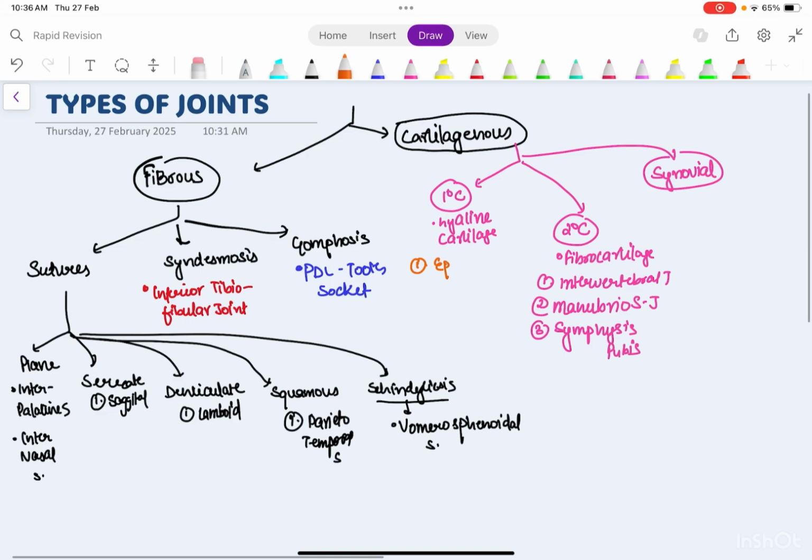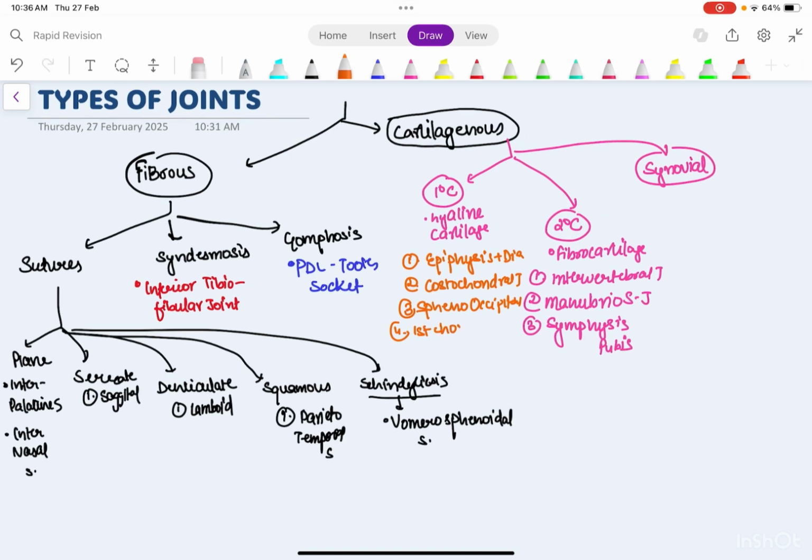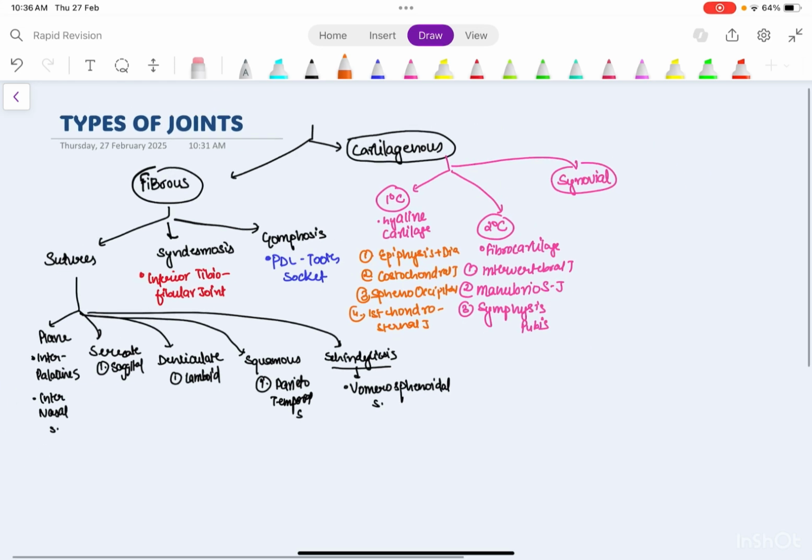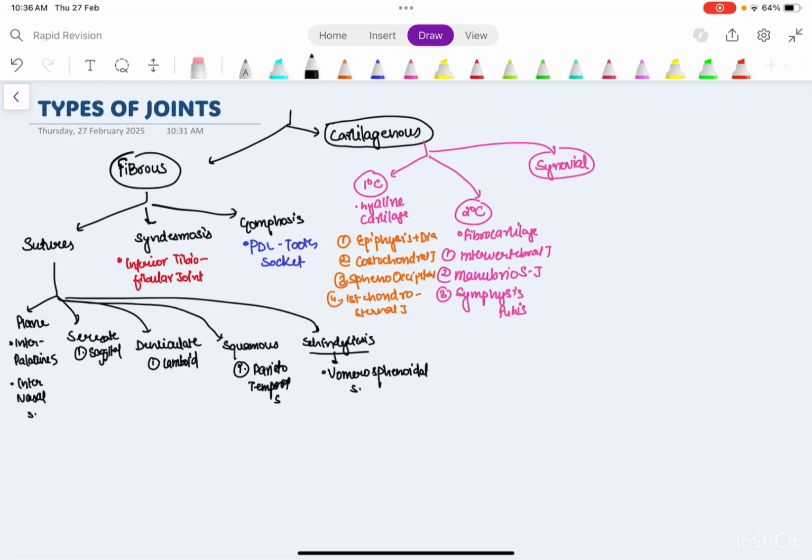Alright, then coming on to the primary. In primary, hyaline, so obviously epiphysis and diaphysis, then costal cartilage, costochondral joint, then spheno-occipital, then first chondrosternal joint. Now let's talk about the synovial joints, which is the most asked one.